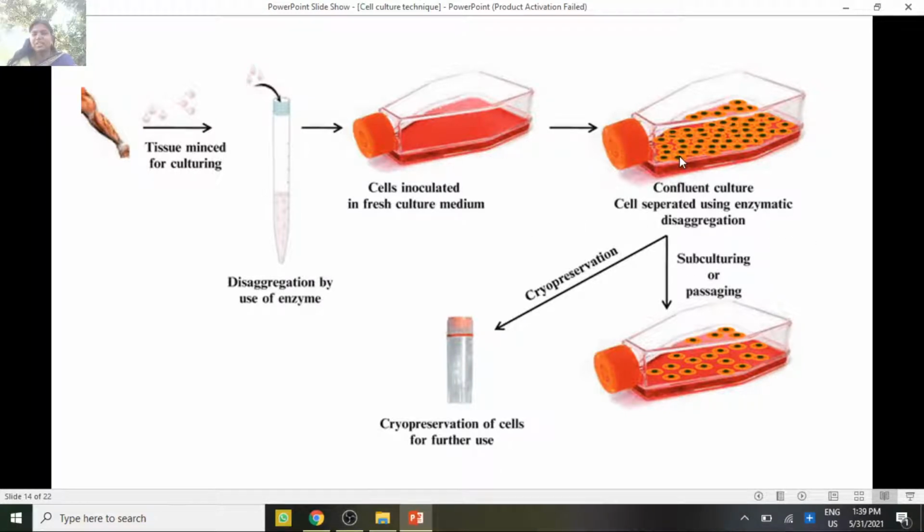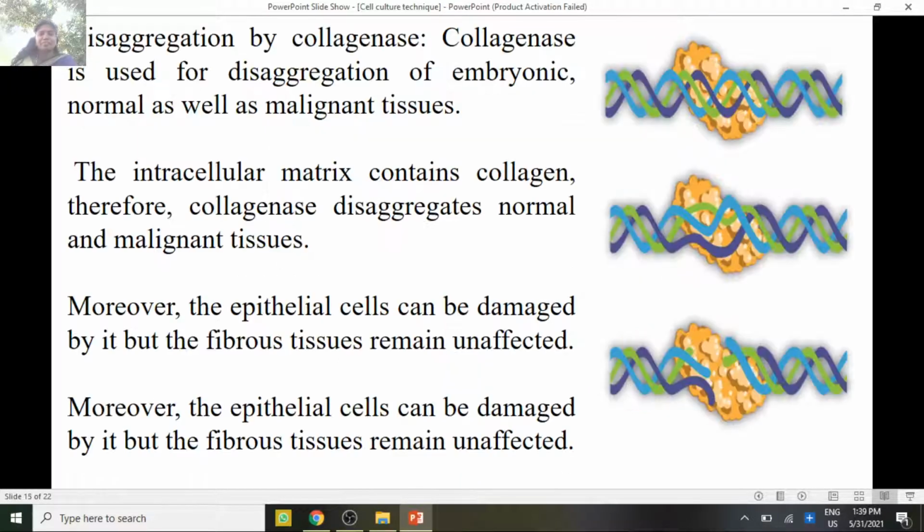After that, if we get disaggregated cells, you can go for subculturing or passaging, or you can keep the cells for storage for further use in cryopreservation technique at a low temperature. This is enzymatic disaggregation.